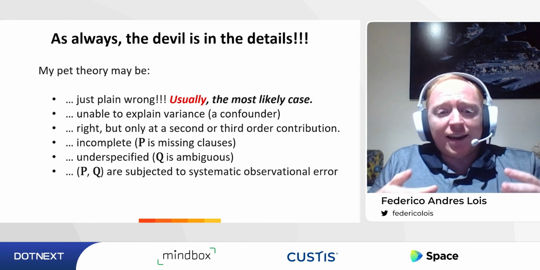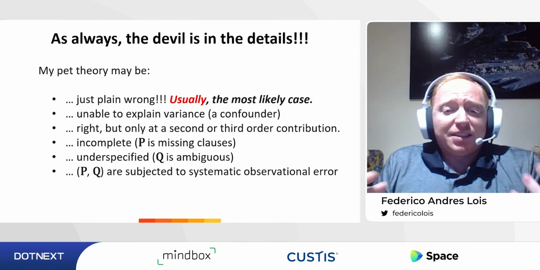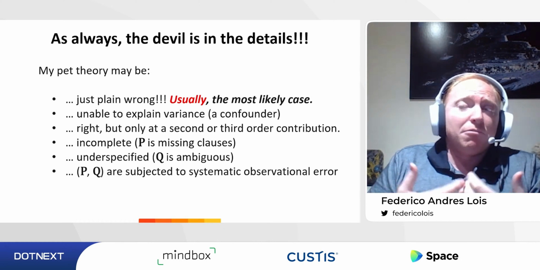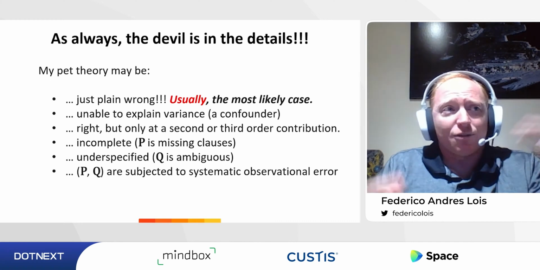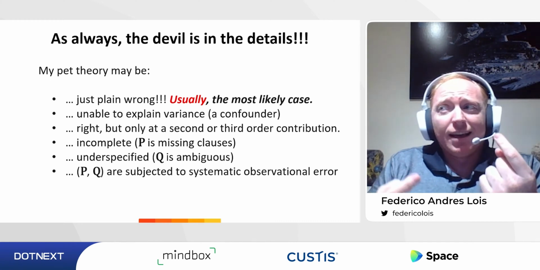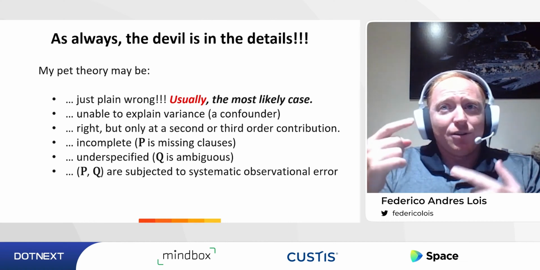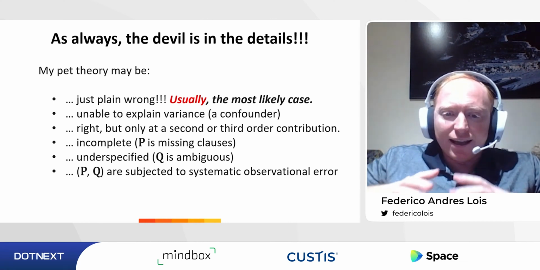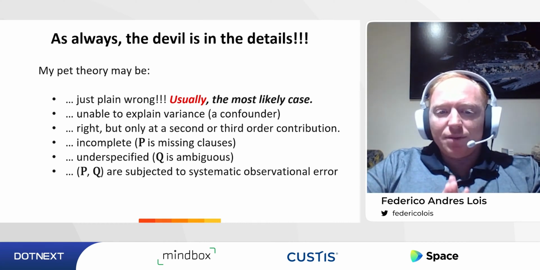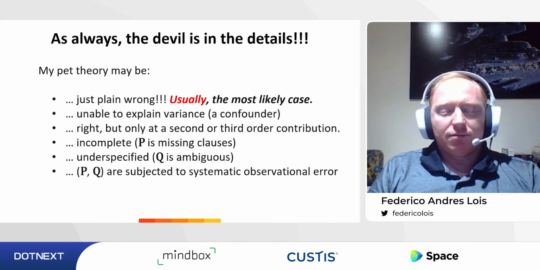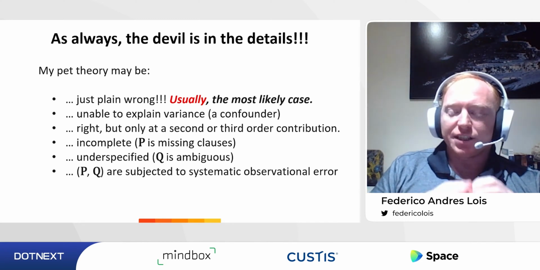The other case is that I may have an underspecified Q. Q is ambiguous. Q may be like, hey, we can measure it like this, or we can measure it like that. If you do it this way you get this number, and if you do it this other way you get a different one. So Q may be ambiguous. But probably to me, the worst case scenario is that P and Q are subject to systematic observational error.